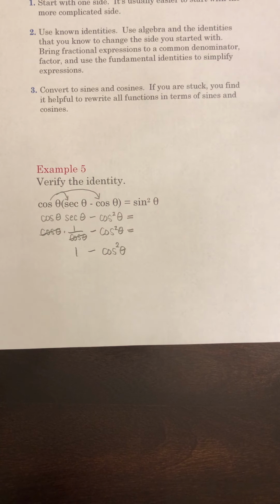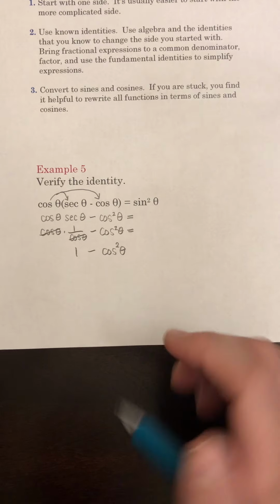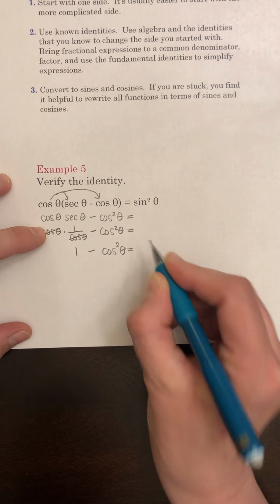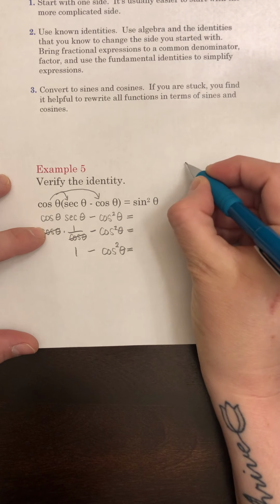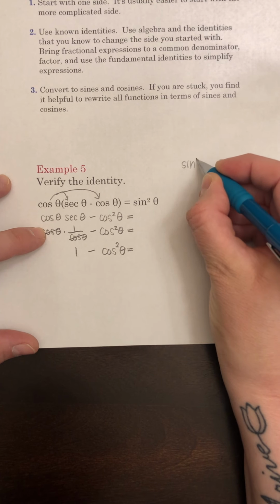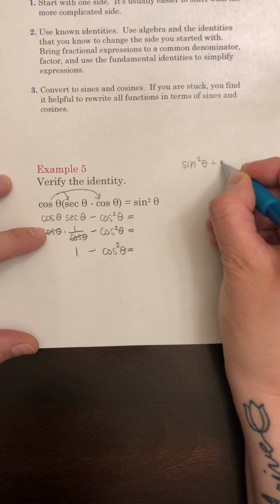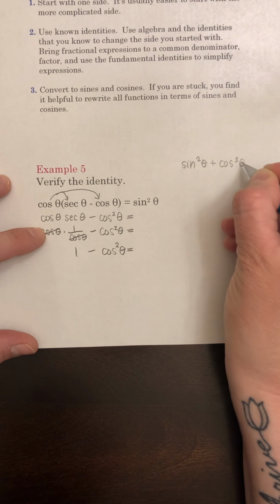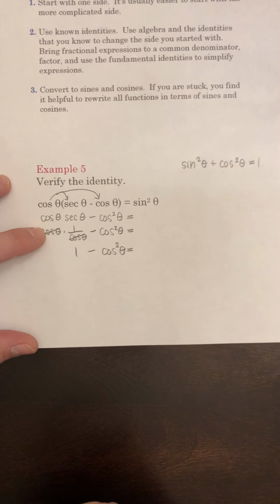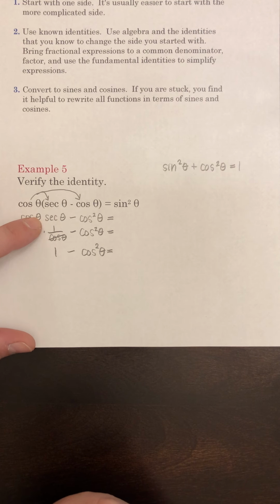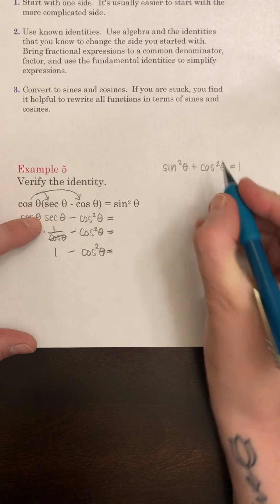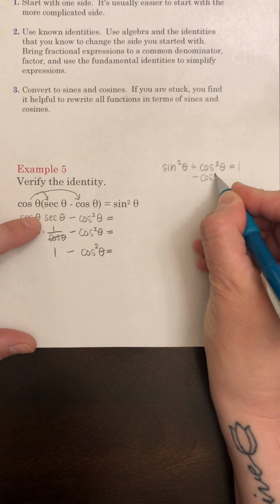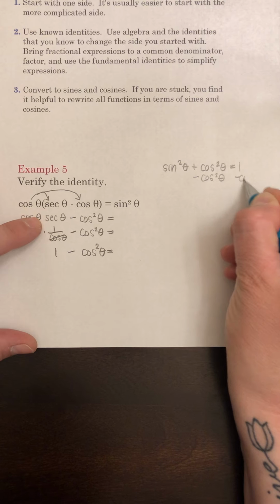Okay, you might be wondering, what do we do next? Notice that we have this on this side, on the left side, and we're trying to get it to be equal to sine squared theta. So my mind automatically goes back, I'm just going to write it over here, to the first Pythagorean identity that we learned. So sine squared theta plus cosine squared theta equals 1. Well, if I wanted to get sine squared theta by itself, I would subtract the cosine squared theta.